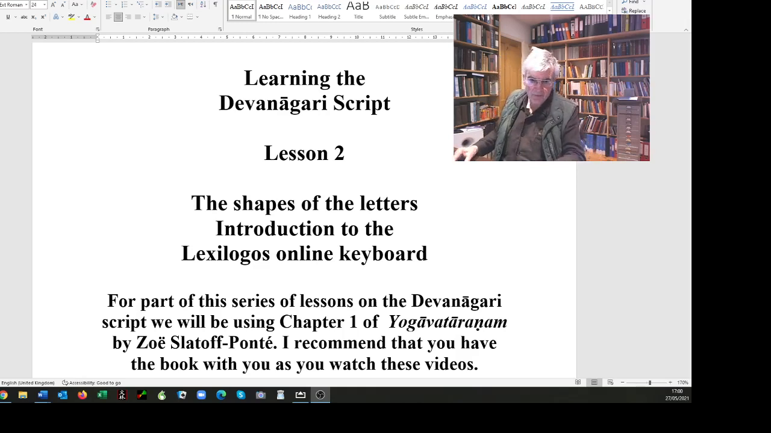Right, so for those of you who do have the book and are following it, I'm going to go through the shapes of the letters. You'll see them all set out in a table at the bottom of page 5. The way the Sanskrit alphabet is traditionally organized, it starts off with the vowels, going a, i, u, then long r, then syllabic l, then e, ai, o, au. And that's in the same order as is given on page 4 of Yogavasarum.